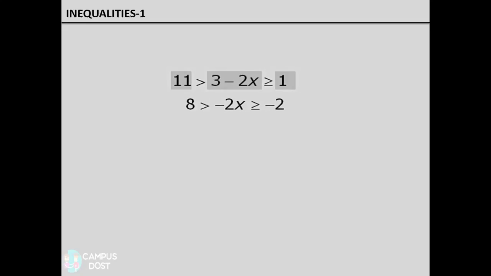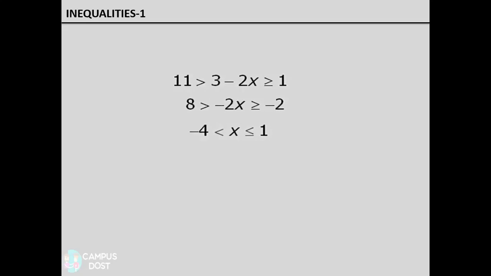From here, we can isolate x by dividing all 3 parts by negative 2. So 8 divided by negative 2 is negative 4. Next, since we are dividing all 3 parts by a negative number, we must reverse the direction of this inequality. From here, negative 2x divided by negative 2 equals x. Once again, we will reverse this inequality. And finally, negative 2 divided by negative 2 equals 1.